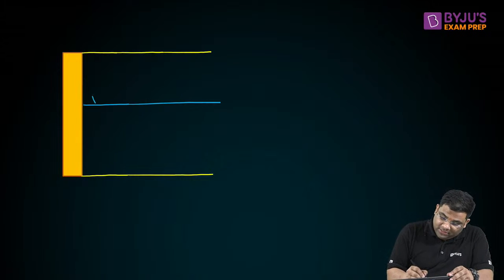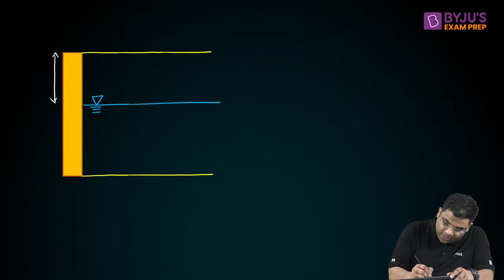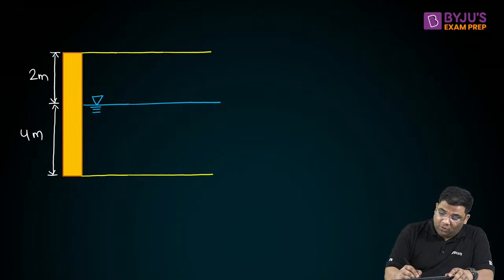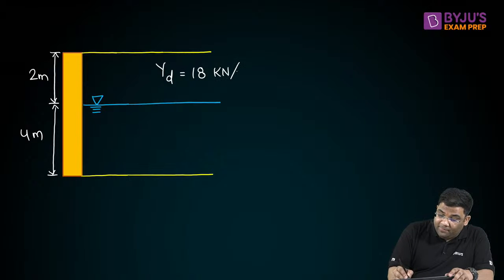Okay, so suppose this is your water table, and suppose this is your 2 meter. And here it is 6 meters. So the water table is at a depth of 2 meter, and the total depth is 6 meter. Now suppose the soil above the water table is dry, and the unit weight is 18 kilonewton per meter cube. And below it, it is saturated, and suppose it is 20 kilonewton per meter cube.